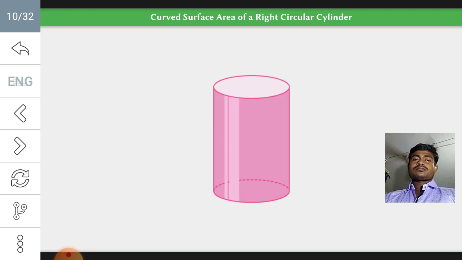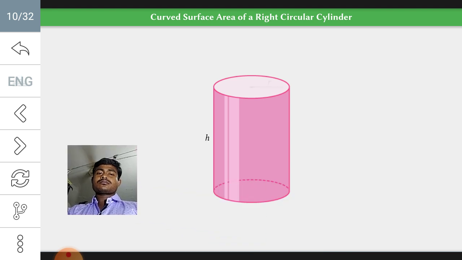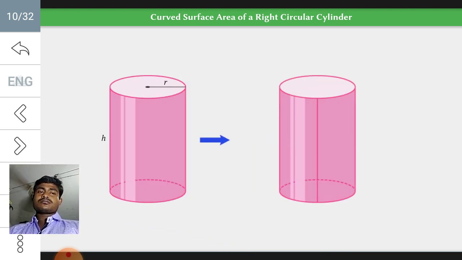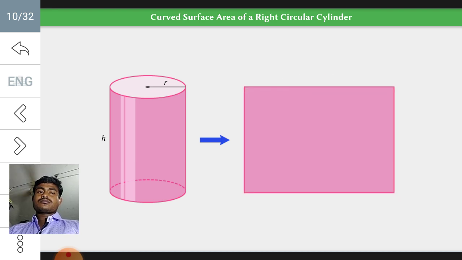We have a hollow right circular cylinder of height h and radius r. If we cut this cylinder along the height, we can open up the curved surface into a flat rectangular sheet, whose length is the circumference of the circles at the top and the bottom of the cylinder, and whose breadth is the height of the cylinder.